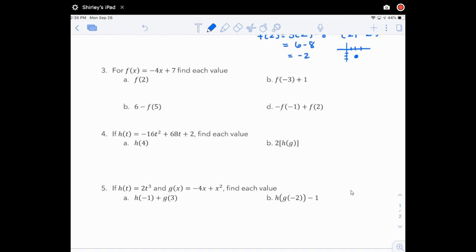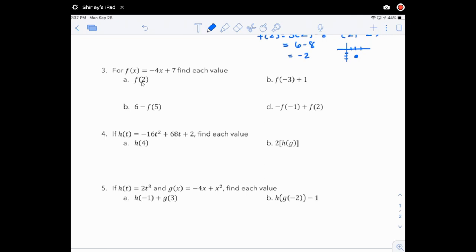Questions 3, 4, and 5 are allowing us to practice understanding function notation and how to simplify things that are written that way. So for question 3, it says for f of x equal to negative 4x plus 7, find each value. So again, this is just my fancy equation. It's saying my function rule is negative 4x plus 7. This means that whatever value I'm going to plug in, I'm going to multiply it by negative 4 and then add 7, and that's going to give me my output.